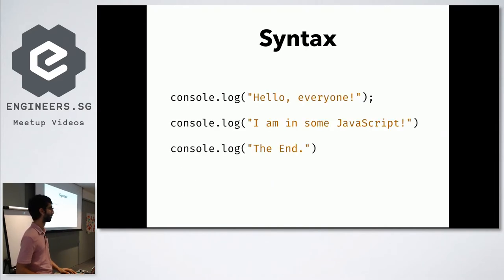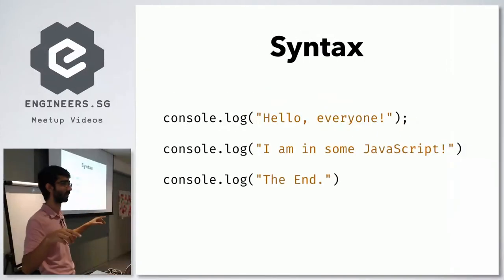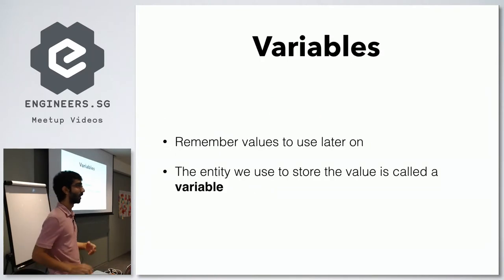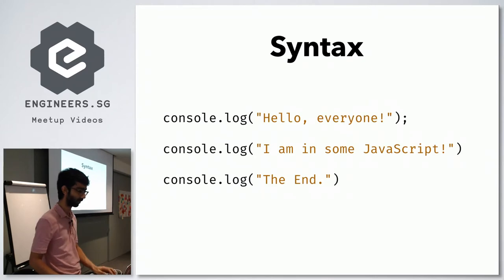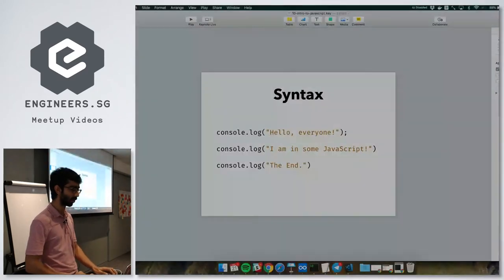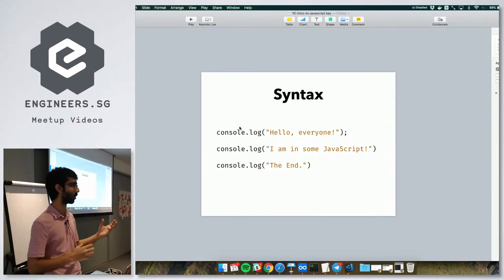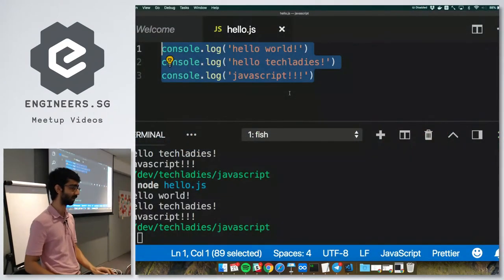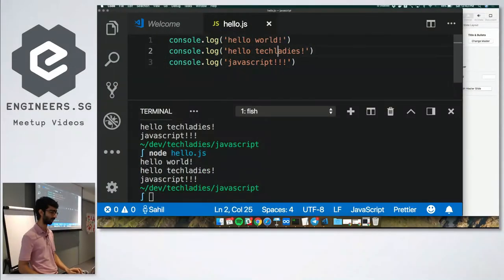Okay, so that's the console log stuff we saw before. It's the word console, a dot, then the word log, two parentheses, and then some text inside it. Now, one thing, yes? Okay. So in some programming languages, there is a difference when you use double quotes or single quotes. In JavaScript, it's very forgiving, so it doesn't matter. You can have single quotes here. You can also have double quotes. The only rule is if you start with double quotes, make sure you end with double quotes as well. If you start with single quotes, make sure you end with single quotes.